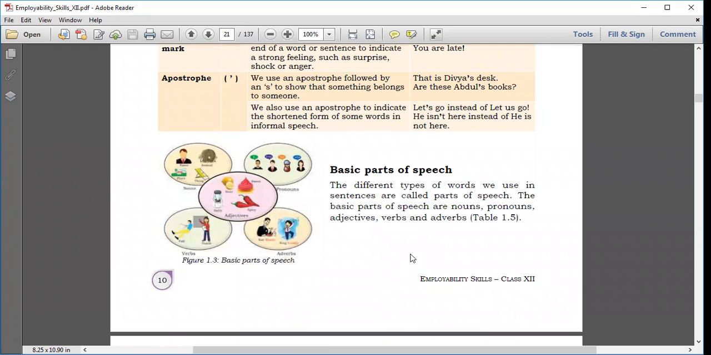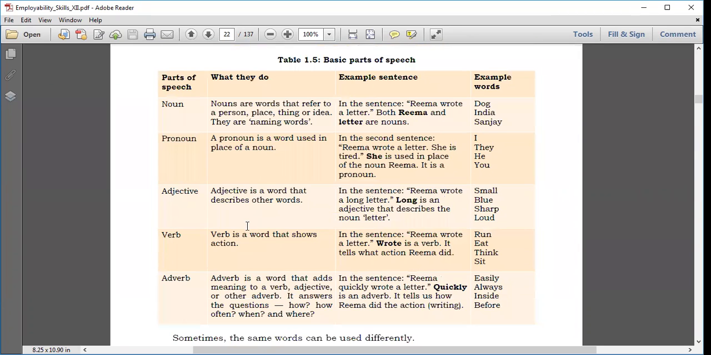Basic parts of speech. You might have covered this. Nouns क्या होते हैं, pronouns क्या है, adjectives, verbs, adverbs. So these are all given here. Nouns are the words which refer to a person, place, animal, thing, or idea. They're also called naming words. Pronouns are used in place of nouns, like I, she, he, you, they, it, etc. Adjectives describe the words, right? What kind of word it is. Let's say long, short, blue, sharp, loud, etc.